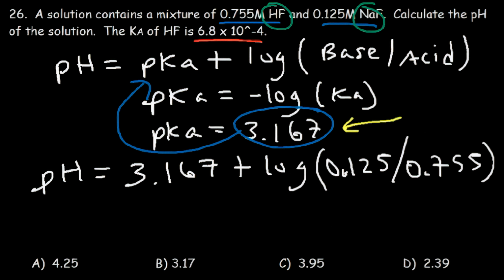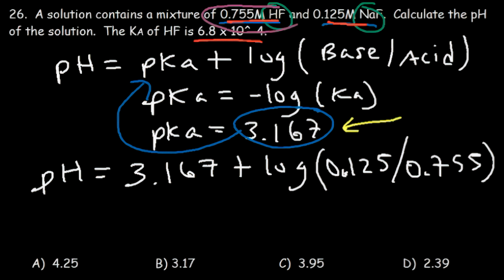What do you say? So, if we were to have equal amounts of acid and base, the pH will equal the pKa. So it would be 3.167. If we have more of the base, less of the acid, the pH will be above 3.167. And if we have more of the acid, less of the base, the pH will be below 3.167.